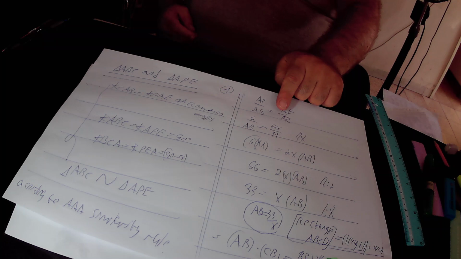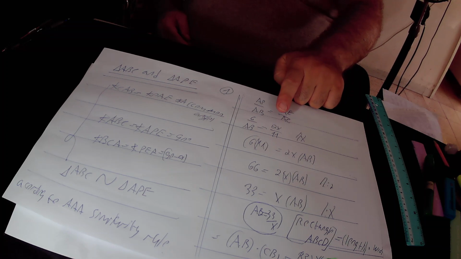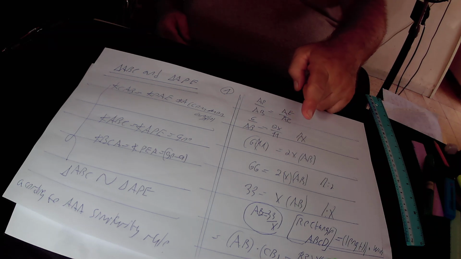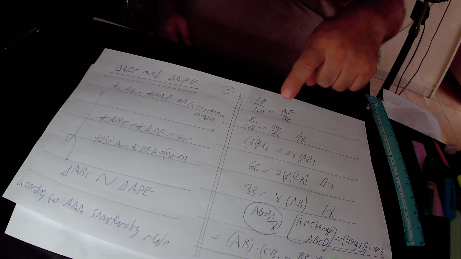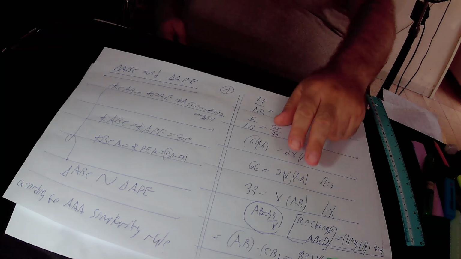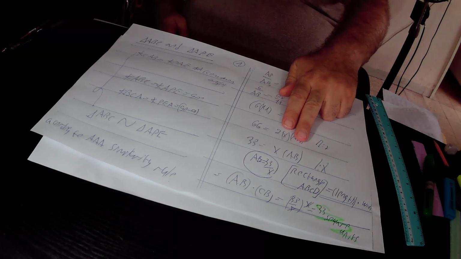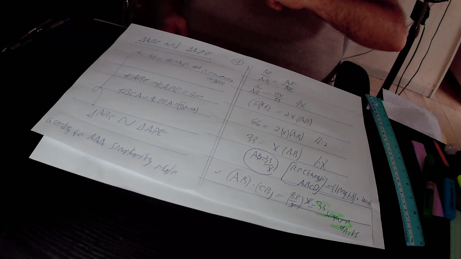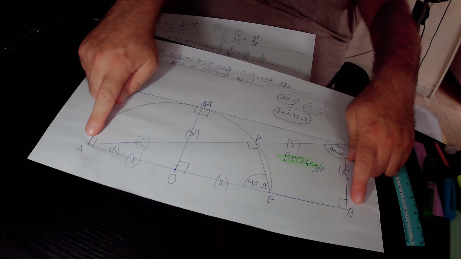Here, we cross-multiplied this equation and found that 6 times 11 equals 2x times AB. 6 times 11 is 66, so 66 equals 2x times AB. Here we divided this equation by 2 and found that 66 over 2 is 33, so 33 equals x times AB. Here we divided this equation by x and finally found that AB equals 33 over x.